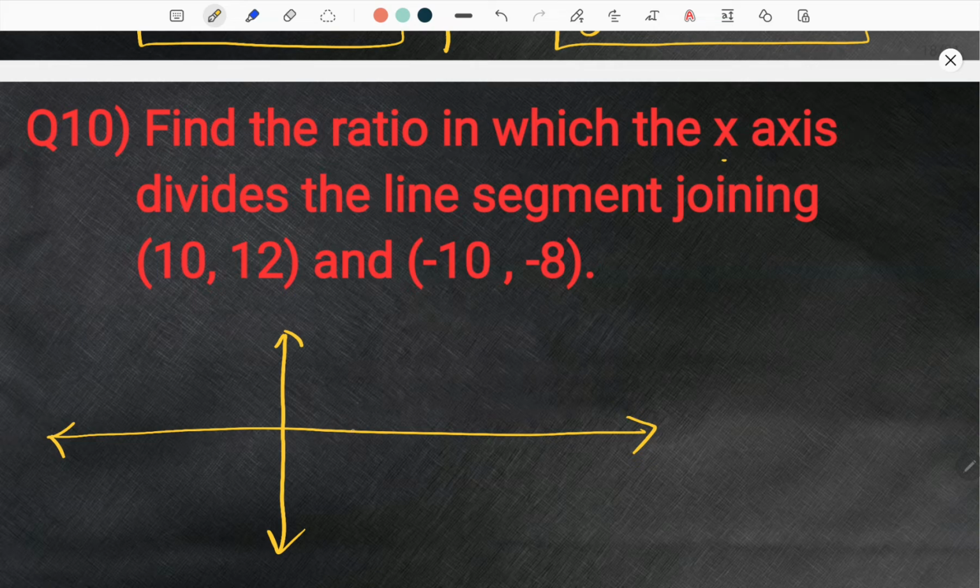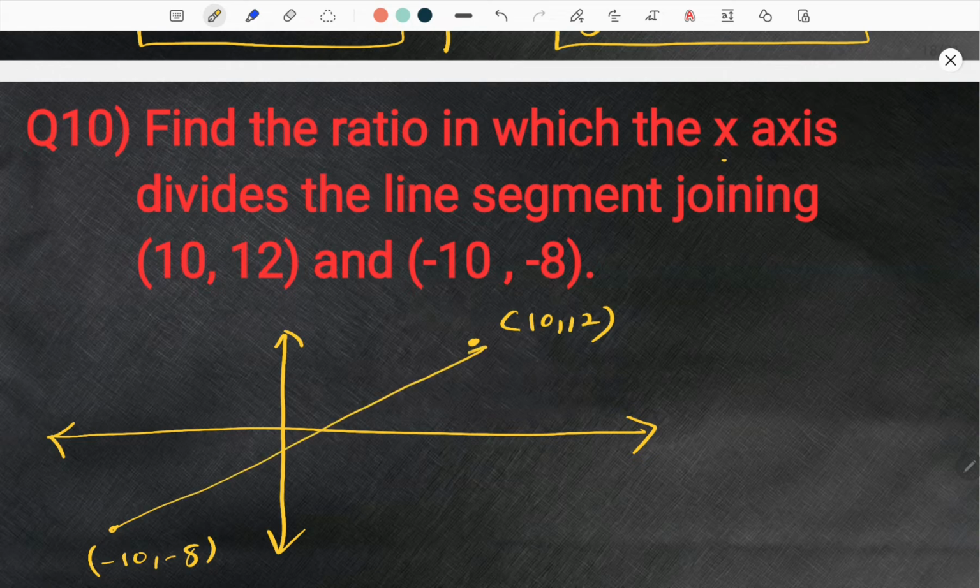10, 12 somewhere it comes here. So this is 10, 12. Now similarly minus 10 comma minus 8, minus 10 and minus 8 somewhere it comes. Okay, minus 10 comma minus 8. So these are the coordinates.